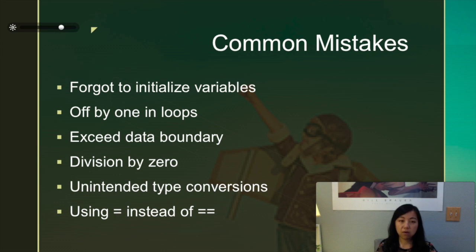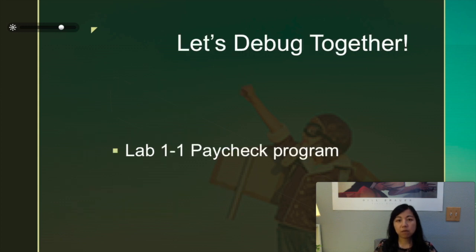And then there are times we unintentionally convert the type, or unintentionally didn't convert the type. Sometimes when you try to compare two values, you forget that in C++ we need to use two equals signs to compare values. So those are the common mistakes that people make.